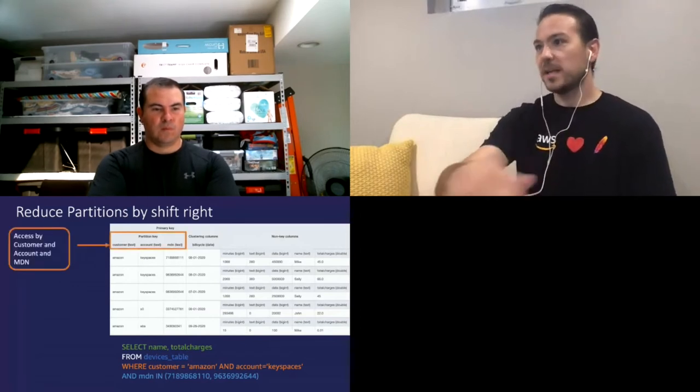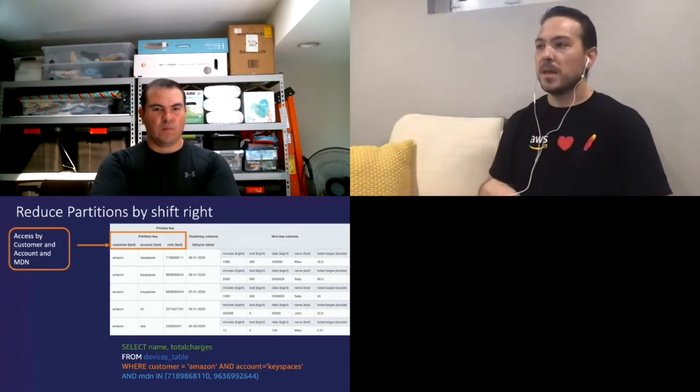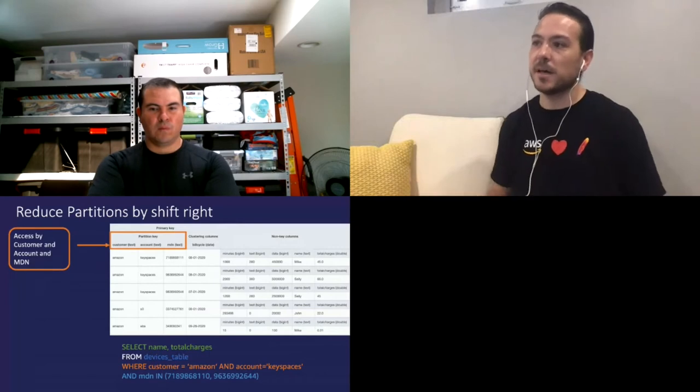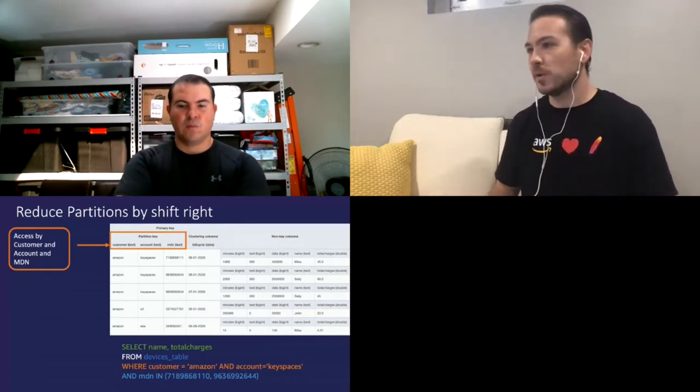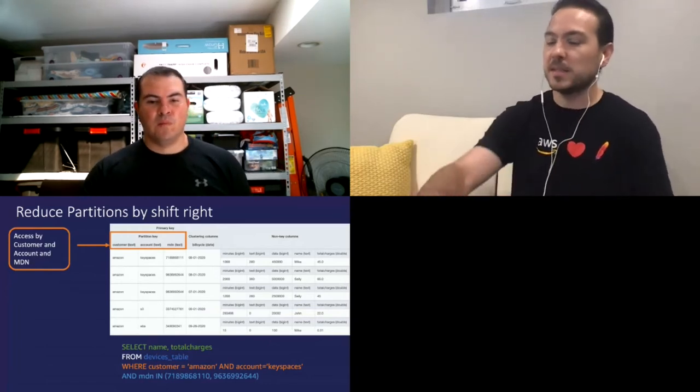So let's take a look at a shift right. Now we're going to move a column into clustering keys. If we take a similar use case, but instead of an IoT use case, this is looking up the customer bill. So this may happen once a month for a customer account, not that heavy of a throughput, even as the number of MDNs scale up.